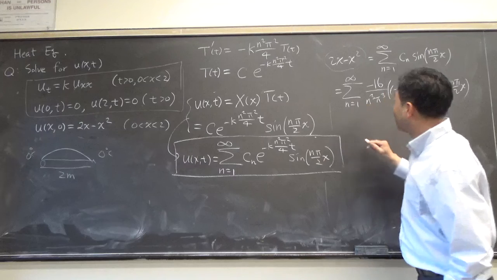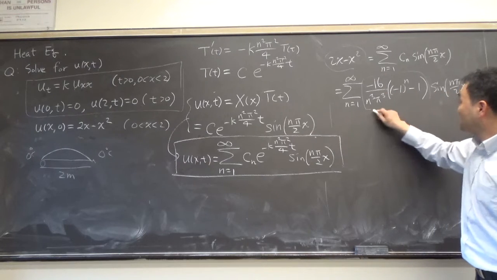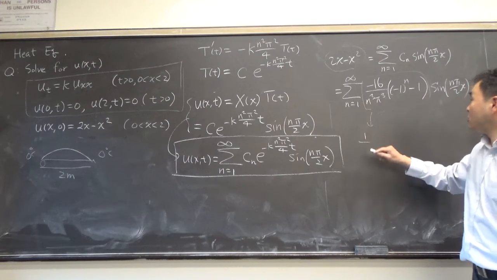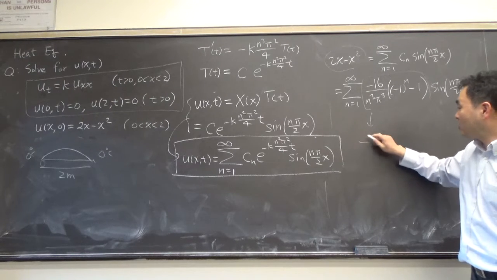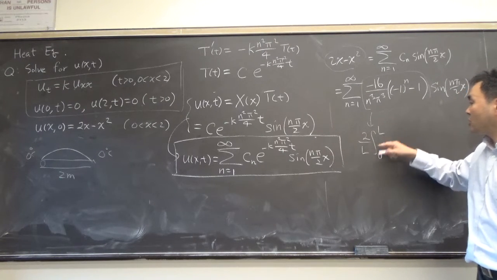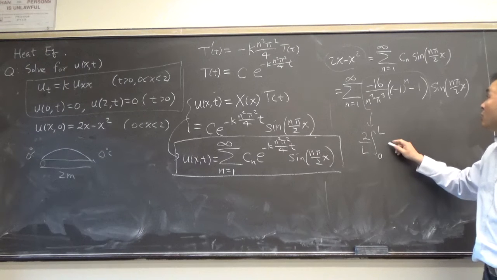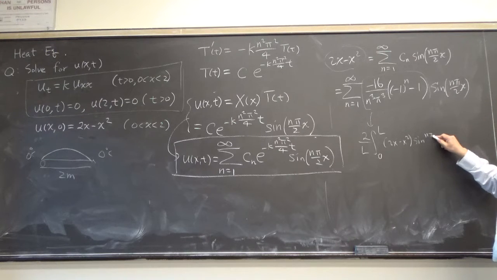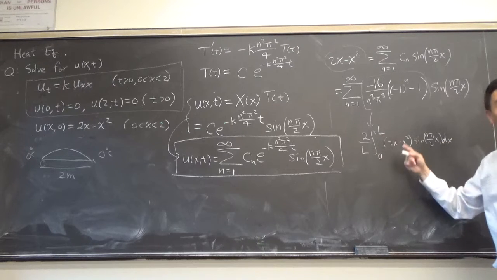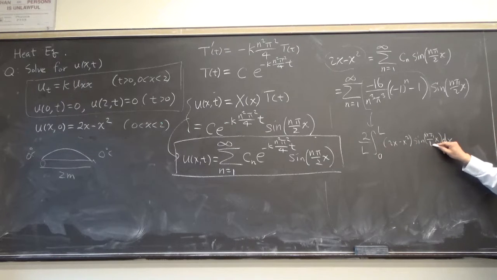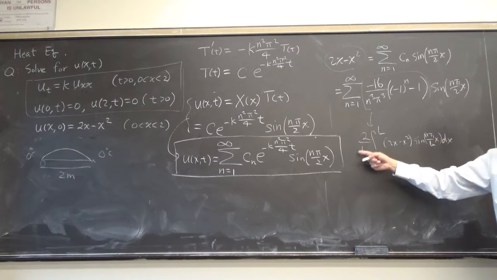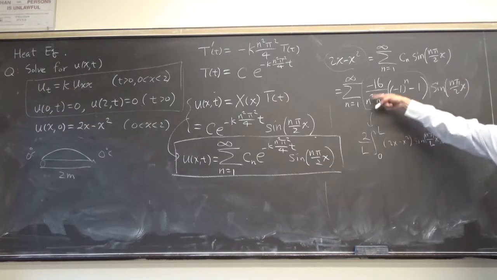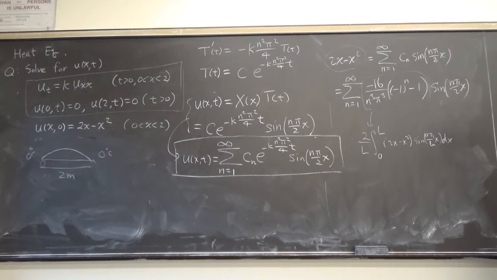If we take this value here, it was the output of 2 over L integral from 0 to L, and our L was 2, right? Of (2x minus x squared) sine(n pi over 2 x) dx, right? If we compute this with L replaced by 2, we got this value, right? Okay. So good. These will be our Cn's, right?